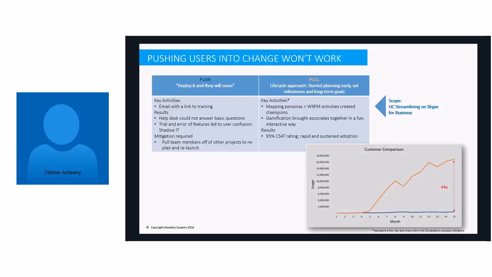The bottom line, which is almost unnoticeable because it's very flat, is the first customer that tried to push users into changing. The second line, the orange line, is the customer who followed our methodology. They had 44 times the amount of usage and adoption that the first customer did within 12 months. That first customer was still trying to get users to use the technology. And what ends up happening is they're actually spending more time and more money than had they just focused on this up front.